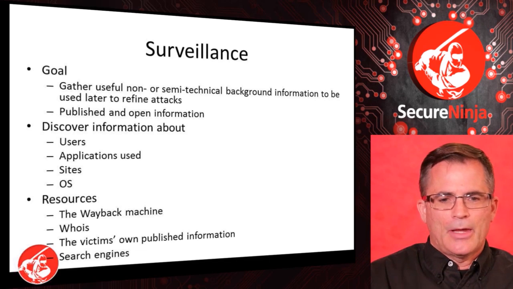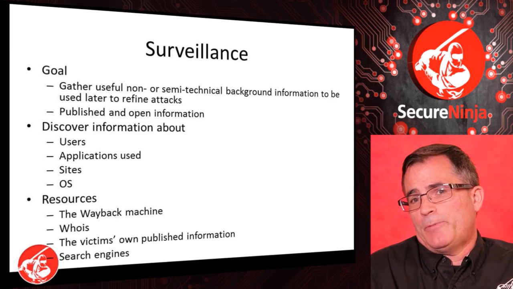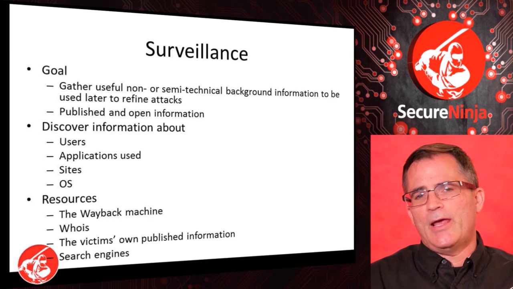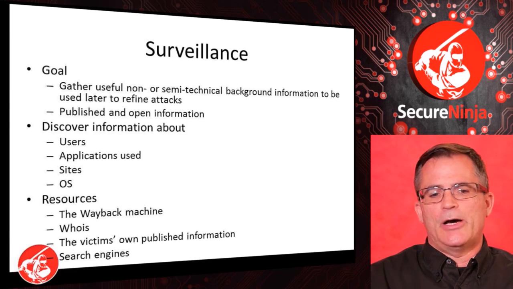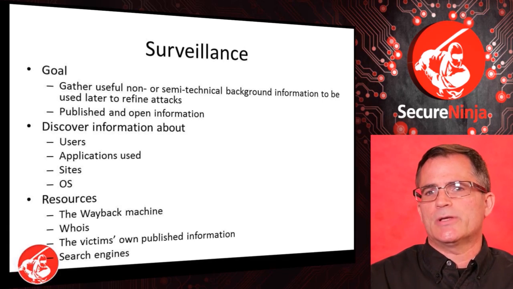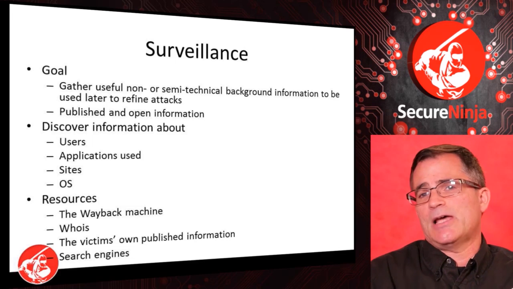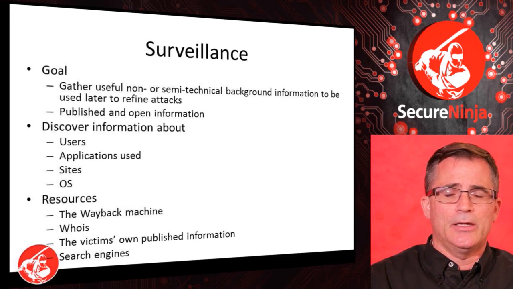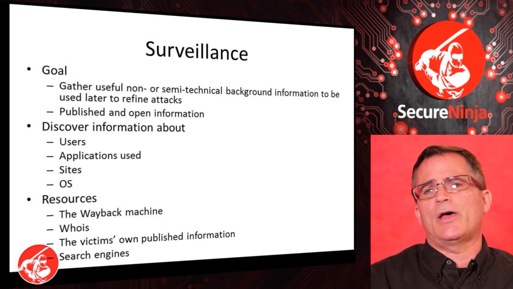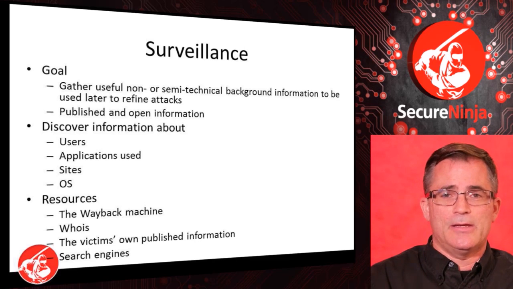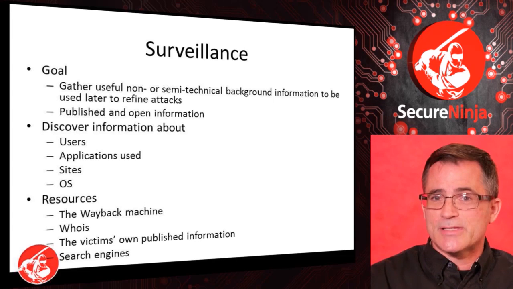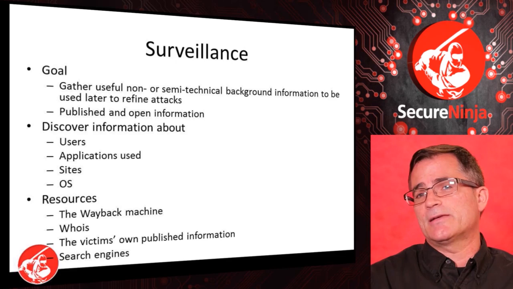Publish and open information. It's usually in the public domain. Once something's on the internet, it never goes away. Discover information about users, applications used, and their sites. A lot of times a job listing. In their job listing they'll say, oh, must be Red Hat Linux certified. Well, guess they're running Red Hat Linux. Cisco, must be Cisco certified, CCNA, CCNP, those types of things. Guess what? They're running Cisco, right? These are the types of things we use.